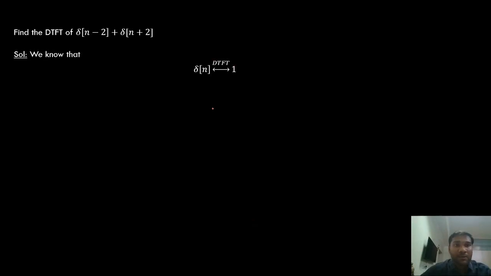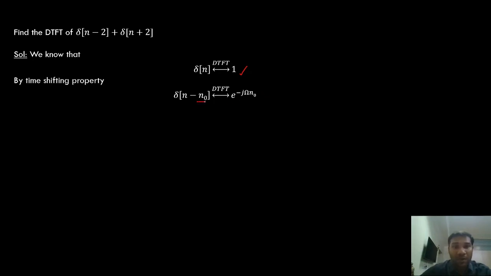This is how I'll find the DTFT of sinusoidal functions. Now find the DTFT of delta of n minus 2 plus delta of n plus 2. Now we know the DTFT of delta of n is 1. Then if I apply time shifting, delta of n minus n naught will have DTFT e power minus j omega n naught.